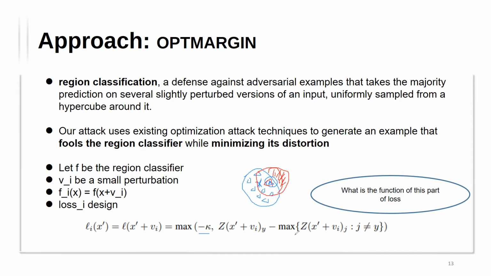Oh, sorry, I think the region classification didn't do adversarial training. It just utilized the fact that if an attacker generates an adversarial example, then the neighbors of it may not also be adversarial. And here I think the opt margin is trying to attack this region classifier.